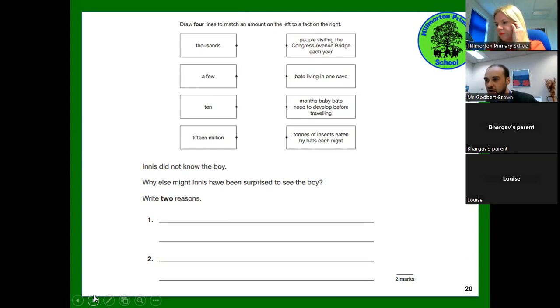Here's some more. Drawing the lines, writing 2 reasons. So there's a big range of different types of answering. So it's really important they're reading those questions carefully so they know how to respond, like whether they should be circling, underlining, drawing lines. And they can earn up to 3 marks for each of these.